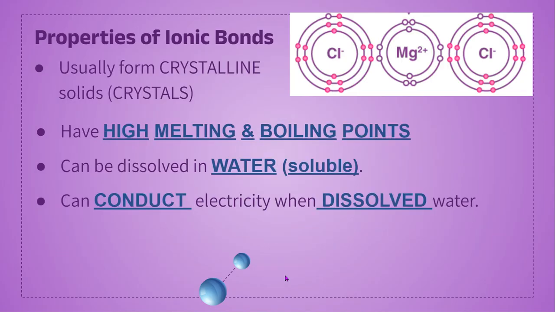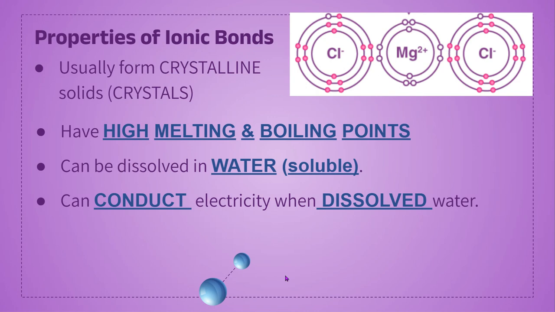Ionic compounds. When we make ionic bonds, they form this crystal structure, which is the positive and negative charges lining up so that they're perfectly aligned. Ionic compounds have high melting points and high boiling points. It means it's hard to get those ionic bonds to come apart.